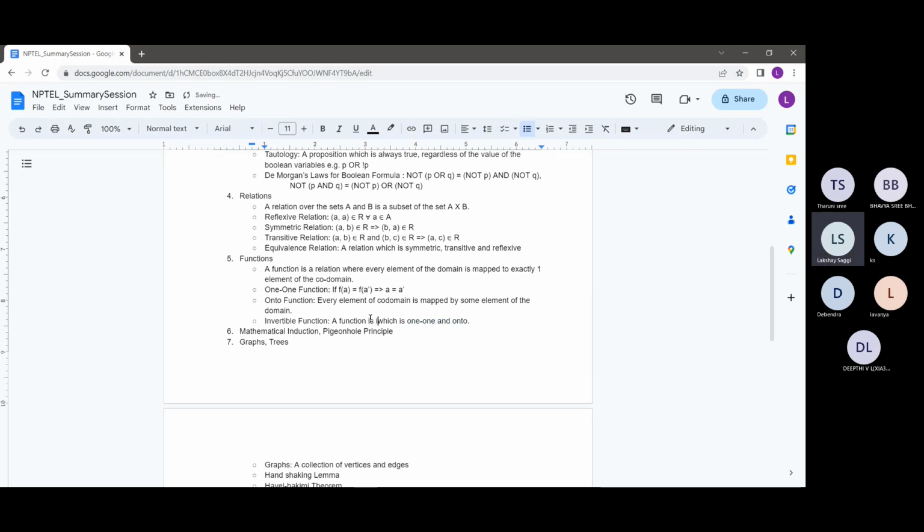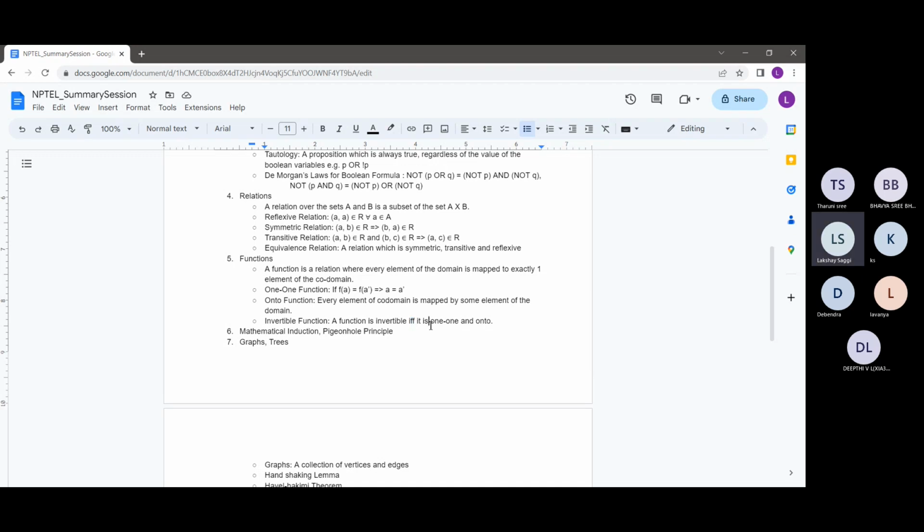Maybe I should write it this way: invertible if and only if. This iff notation means if and only if, so both ways are true. If a function is invertible, then it will be one-one and onto. And if a function is one-one and onto, then it will be invertible.